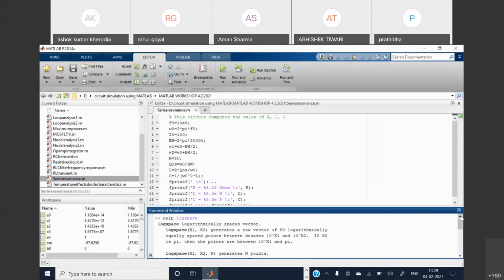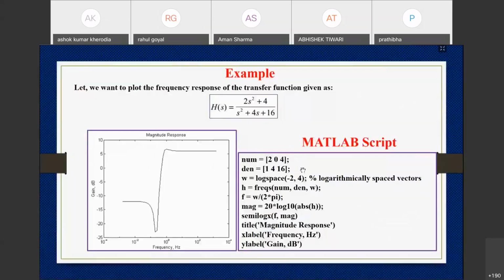What is it showing? It is showing a logarithmically spaced vector, that is logspace(x1, x2). It generates a row vector of 50 logarithmically equally spaced points between decades 10 to the power x1 and 10 to the power x2. Here, from -2 to 4, it means from 10 to the power -2 to 10 to the power 4, it will generate 50 points on a logarithmic scale.